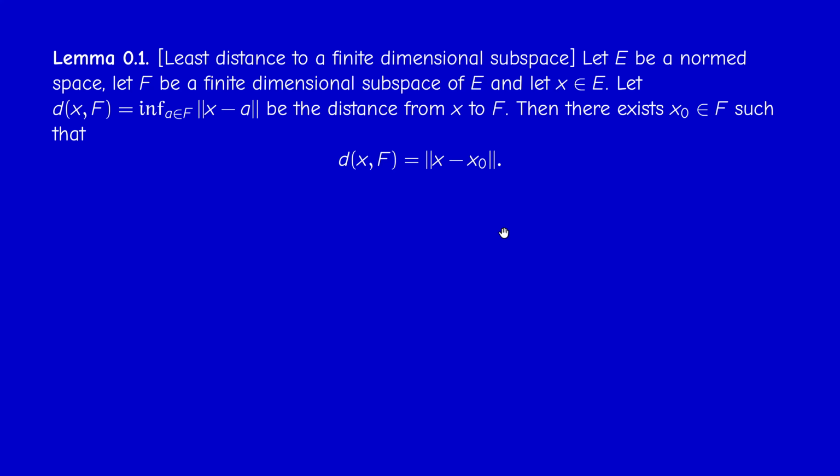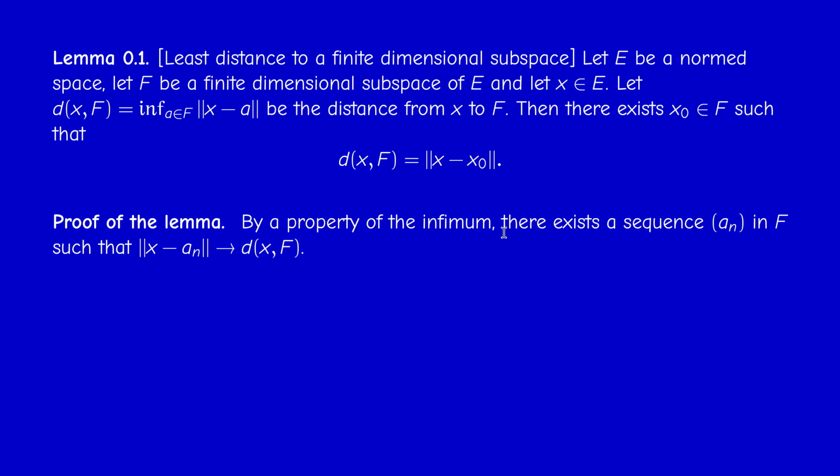How do I know that? Okay, there are two proofs. I will just give you one of them. The other is in the lecture notes. But I find this a little bit easier to understand than the other one. So we go back to a property of the infimum. Since this is an infimum, it means that there exists a sequence an in F that converges to the infimum. Same thing for the supremum. So by a property of the infimum, we can find a sequence an in this finite dimensional space whose distance to x converges to this distance.